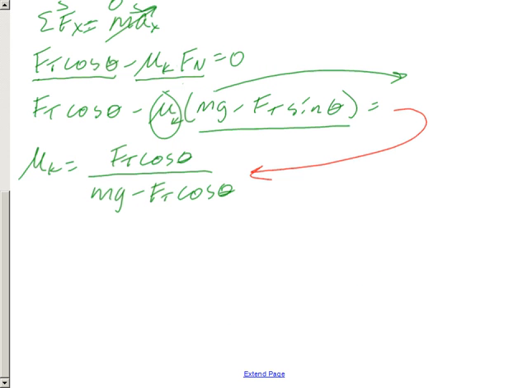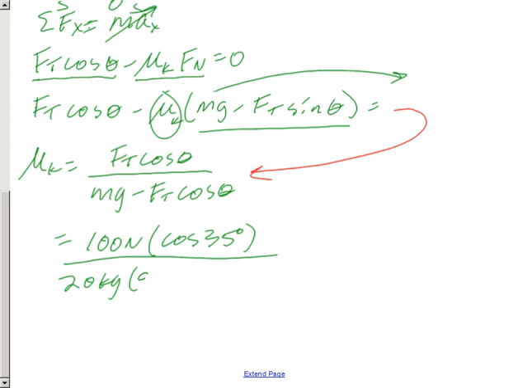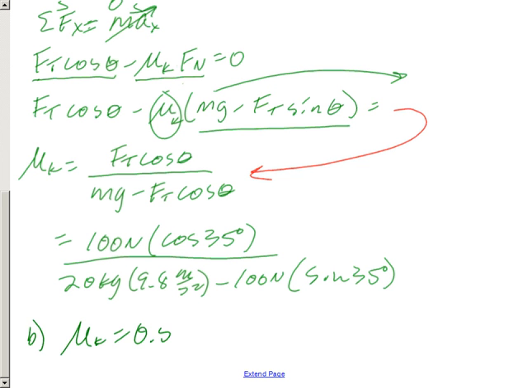Okay, now we're ready to plug some values in, and the tension's still 100 newtons times the cosine of 35 degrees. We're going to divide that by the 20 kilograms times 9.8 meters per second squared minus 100 newtons times the sine of 35 degrees. And calculating that out, for part B, we get mu k equals 0.59. 2 sig figs will do for friction. And that's that problem.